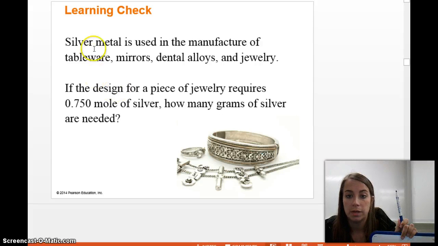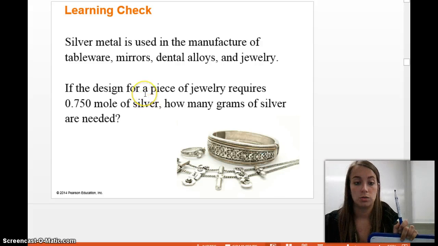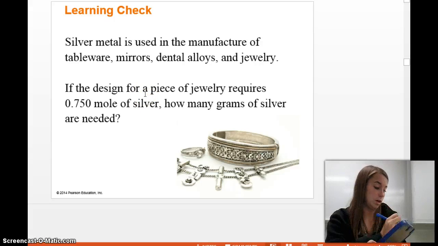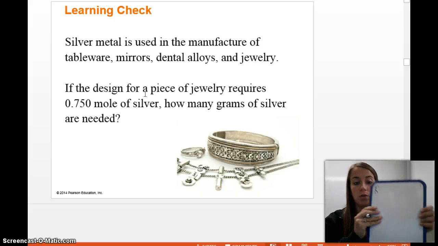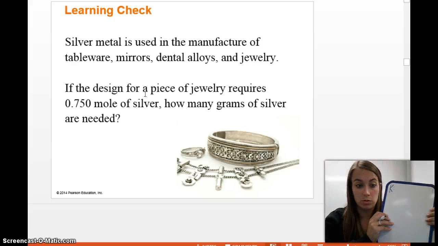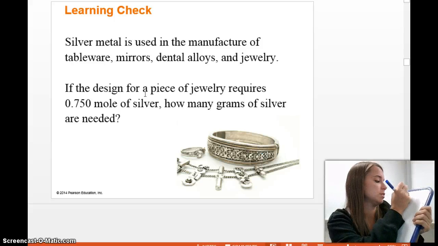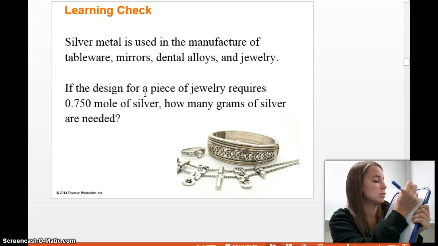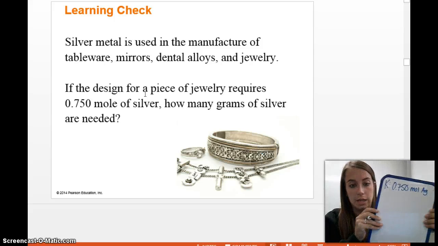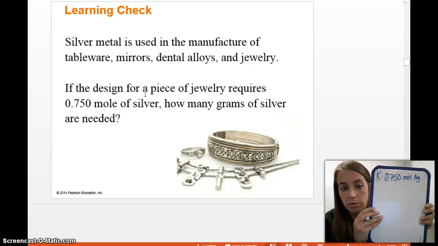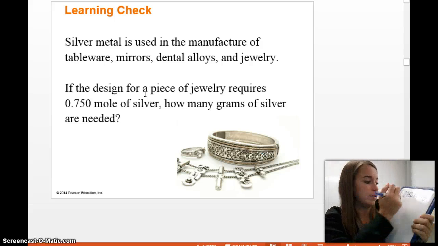All right, so silver metal is used in the manufacture of tableware, mirrors, dental alloys, and jewelry. If the design for a jewelry piece requires 0.750 mole of silver, how many grams of silver do we need? So this is where we're going to go back to using our cups method. My known: I know the number of moles, 0.750 moles of silver. Silver is Ag. That's my known. My unknown is I want to know how many grams.